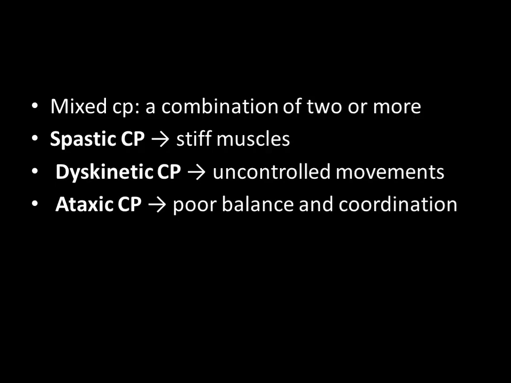Then we have the mixed cerebral palsy. This is a combination of two or more, maybe spastic and dyskinetic, or dyskinetic and ataxic. So in order for us to distinguish them from each other, you'll understand that spastic cerebral palsy has stiff muscles, dyskinetic CP has uncontrolled movement, and in ataxic CP there is poor balance and coordination. In the characteristics, you will notice difficulty with movements and coordination, speech difficulties, slow writing and fatigue, and possible learning challenges in classes.